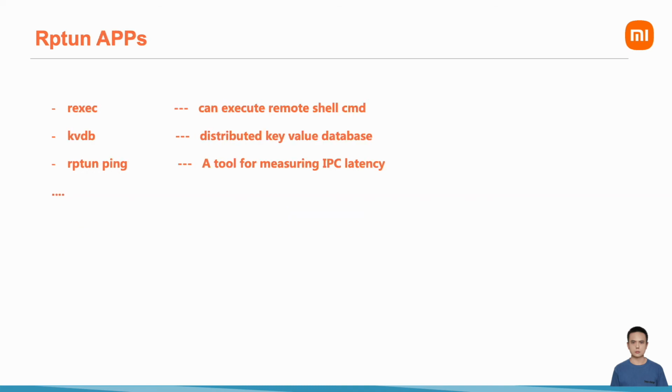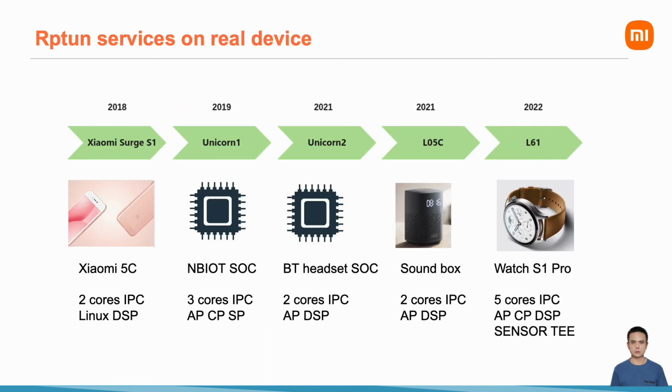And we also have Rptun apps. REXEC can execute remote shell commands. KVDB is a distributed key value database. Rptun ping is a tool for measuring IPC latency. Rptun service on a real device.